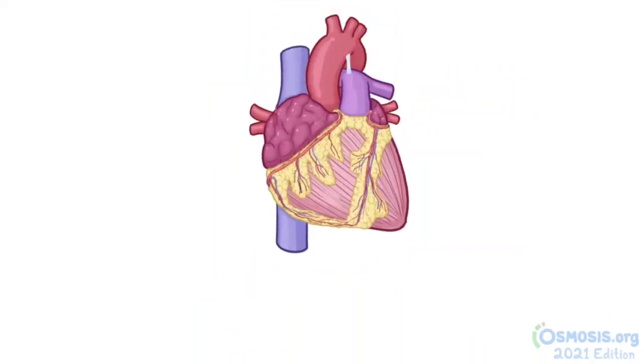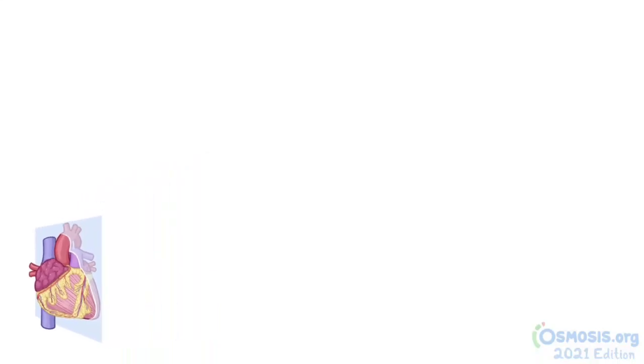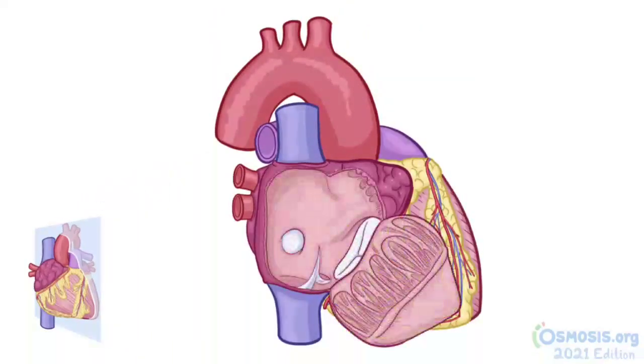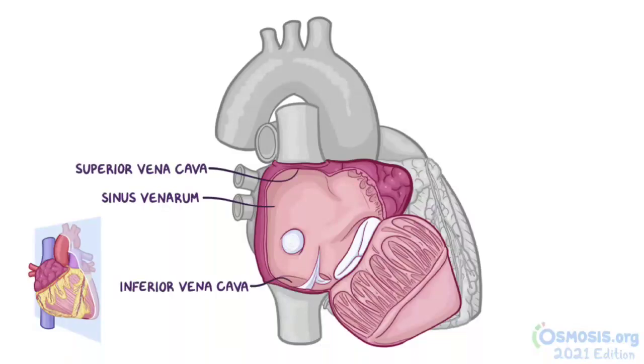Now let's have a look at each chamber of the heart, starting with the right atrium. This is a right anterolateral view of the heart, where we dissected the right atrium in order to see its contents. The right atrium has a smooth, thin-walled posterior part called the sinus venarum, where both superior and inferior vena cava, as well as the coronary sinus, open.